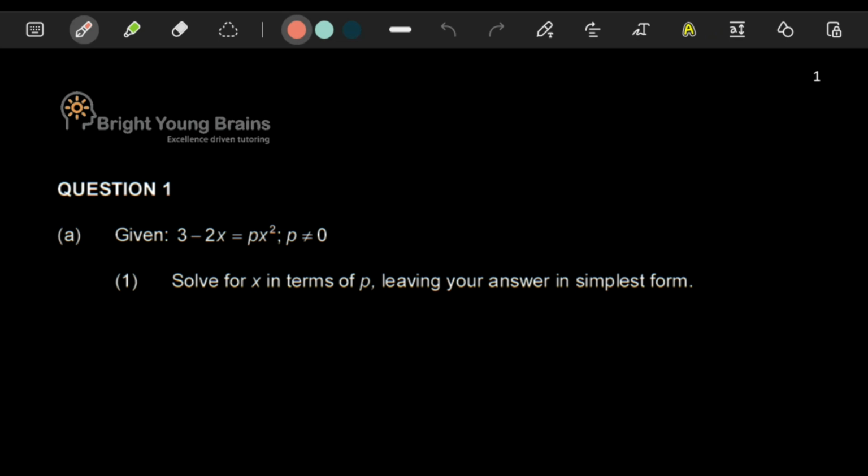So, IEB Math Paper 1 2020 November memo is what we are going through from start to finish without leaving anything out. And this is, as you can see, directly from Bright Young Brains, because it is I, Levi, doing the things.